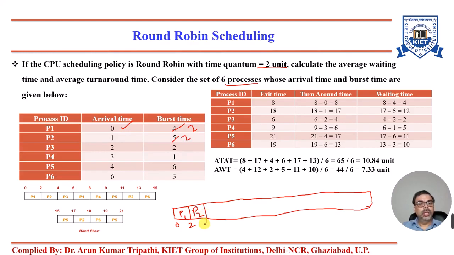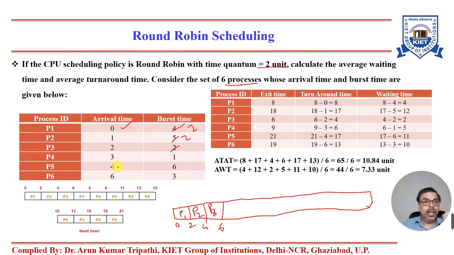P2, it is 4. Now P3 arrives and it will get executed for 2 milliseconds.